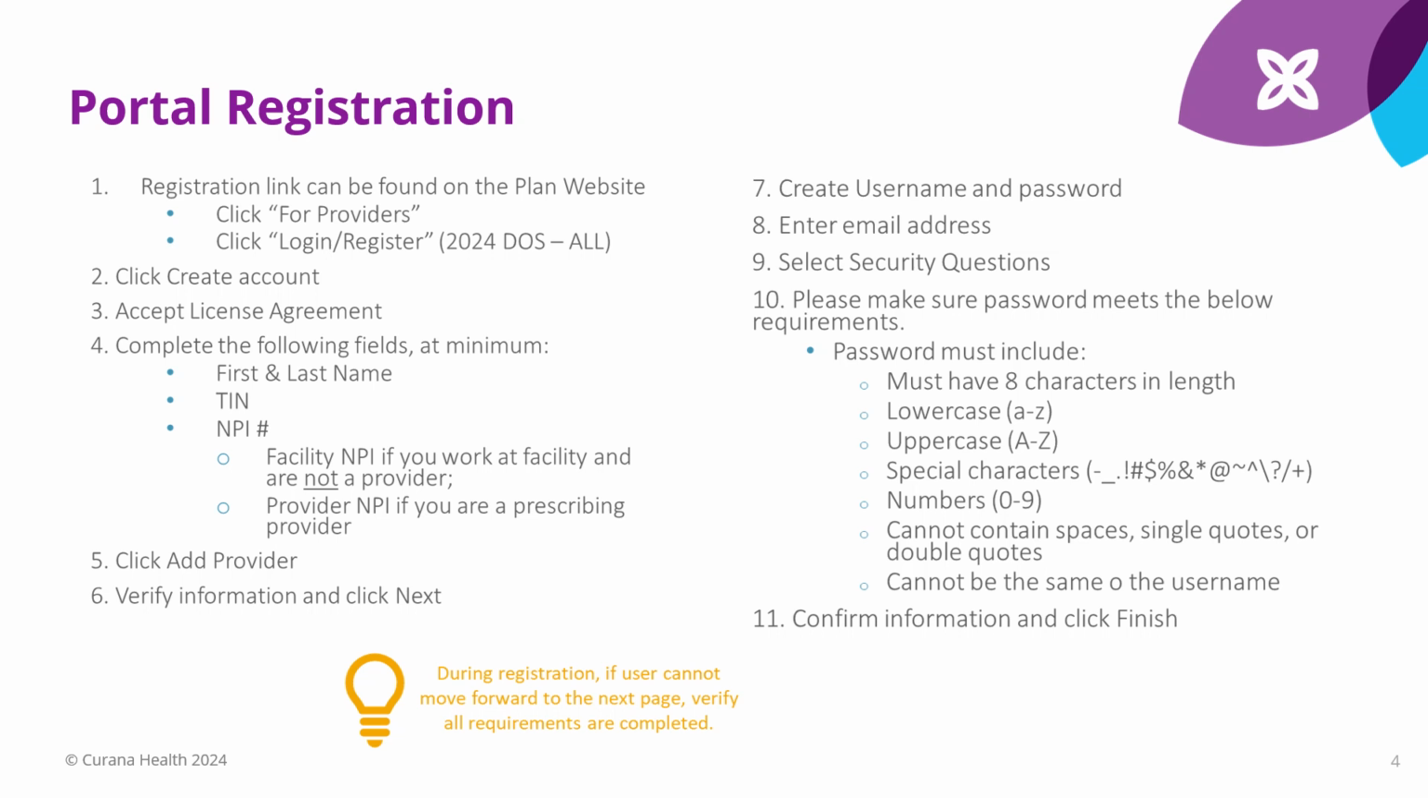For the next screen, complete the following fields at a minimum: first and last name, your MPI, and your TIN. Please note that it is preferred to complete all fields. Once all information is entered, click Add Provider at the bottom of the page. If you only wish to add one provider, click Next. If you wish to add another, repeat steps 5 and 6. The added provider will be listed near the top of the page once completed.